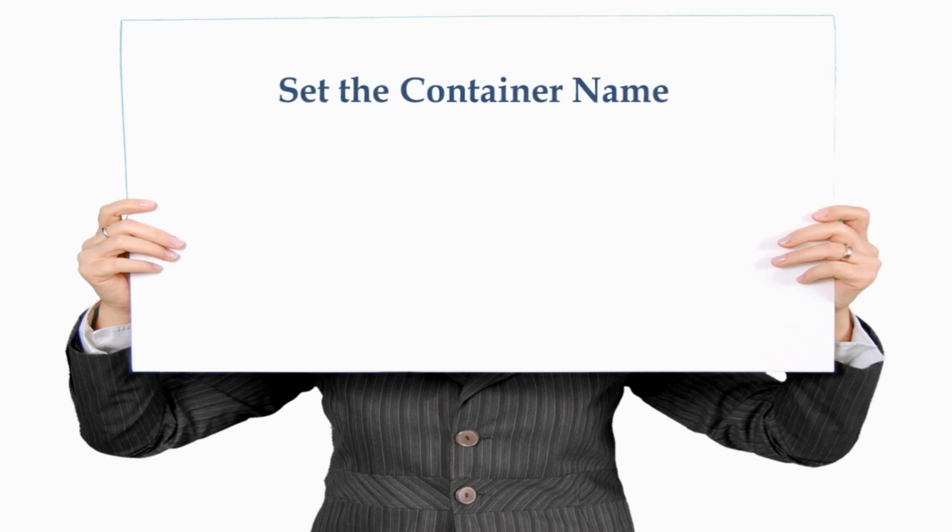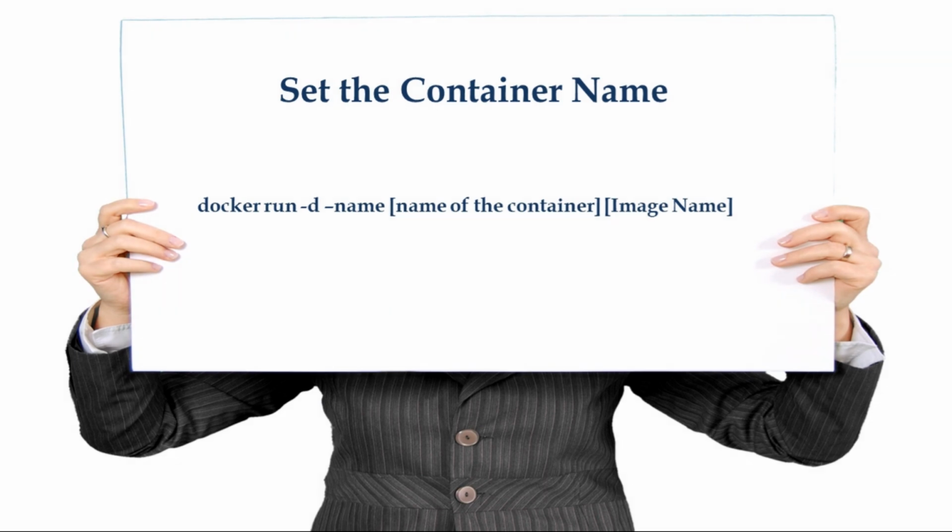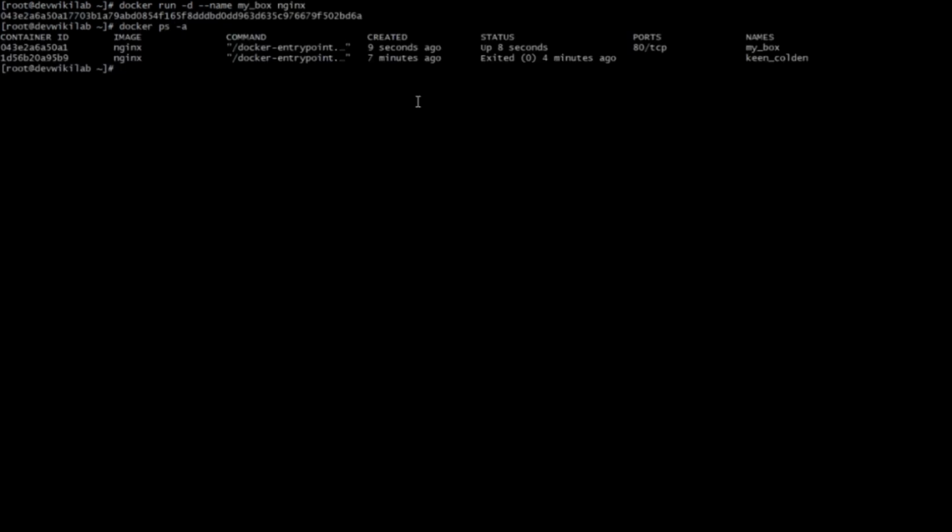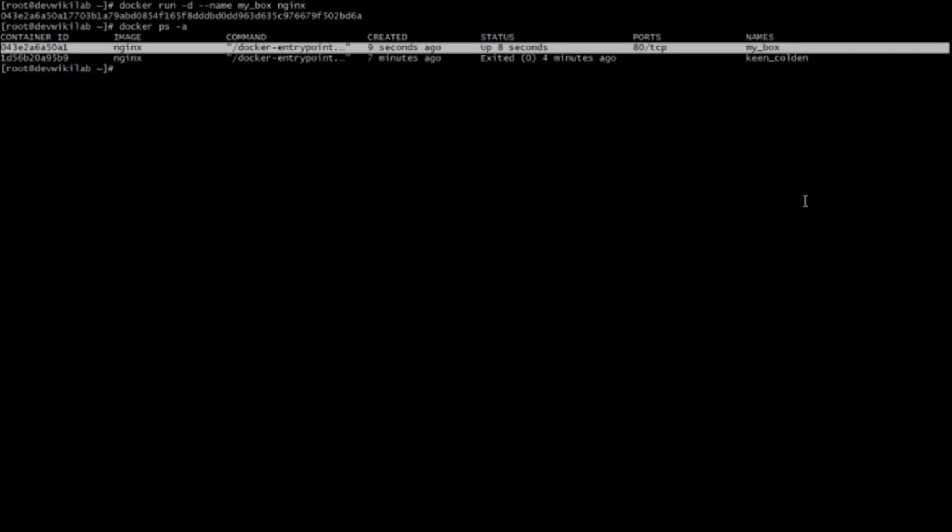In Docker, each container is identified by its UUID and name. By default, if not explicitly set, the container's name is automatically generated by the Docker daemon. Use the --name option to assign a custom name to the container. Type docker run -d --name mybox nginx. Here mybox is the custom name. Check the container status and see the container is started with the name mybox.